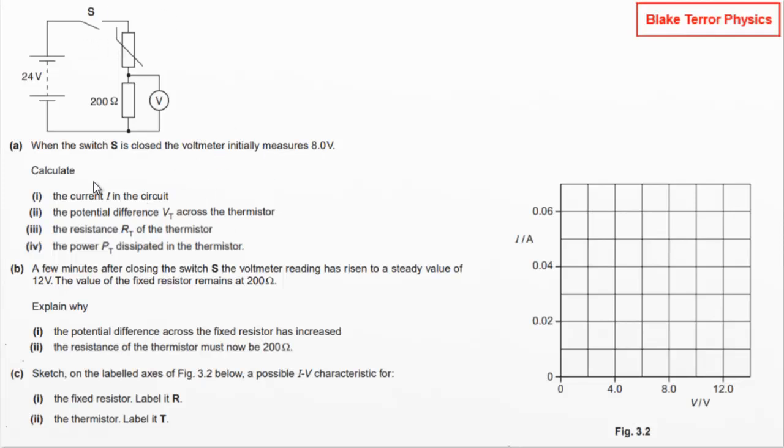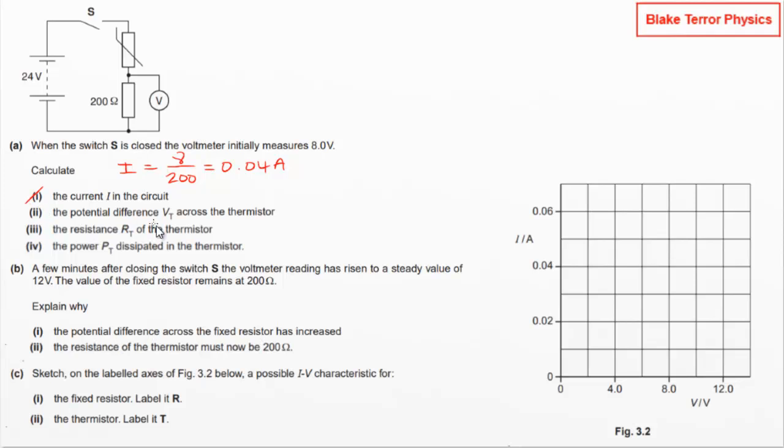Okay, well, the current's going to be the same all the way around, so everything's in series. Well, except the voltmeter, but there's nothing going through that really. So we can just do V equals IR for the 200 ohm resistor. So that means that our I is going to be V, which is 8 divided by 200. So 4 over 100, 0.04 amps.